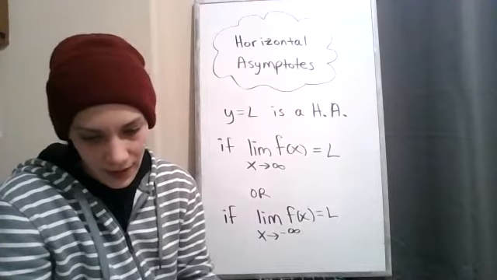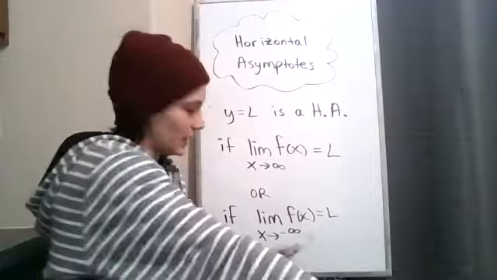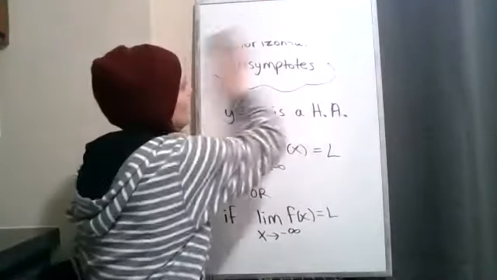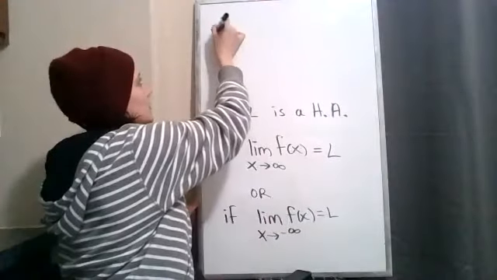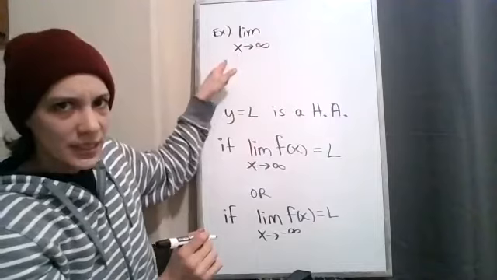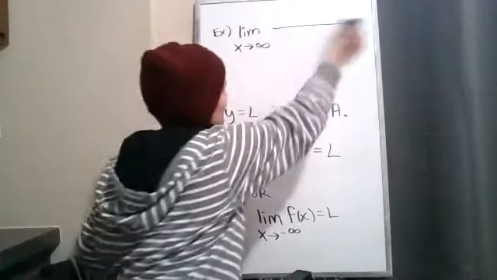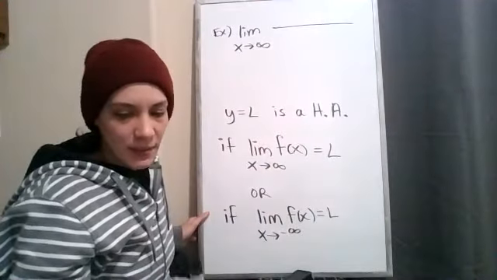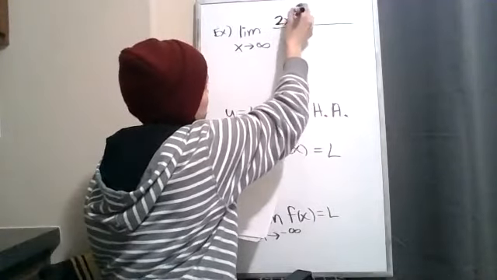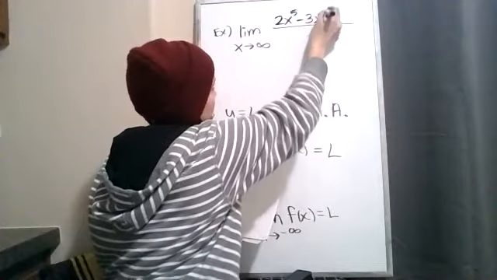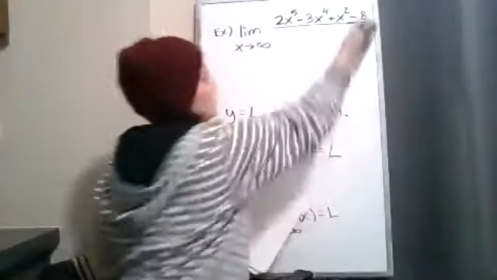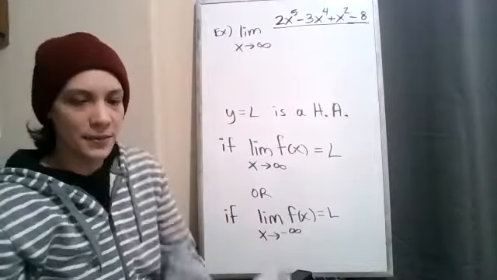I have examples. Where are we at? Okay, let's do the limit. The limit as x goes to infinity of, in the numerator, 2x to the fifth minus 3x to the fourth plus x squared minus 8. My denominator is 3x to the fifth plus 7x minus 1.